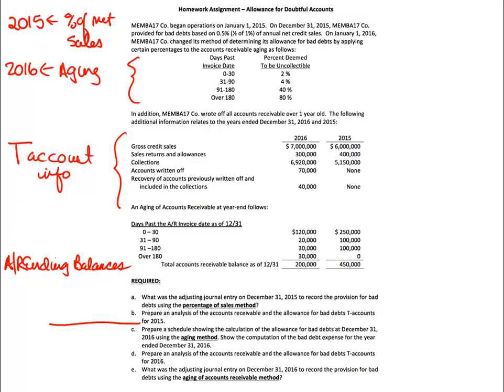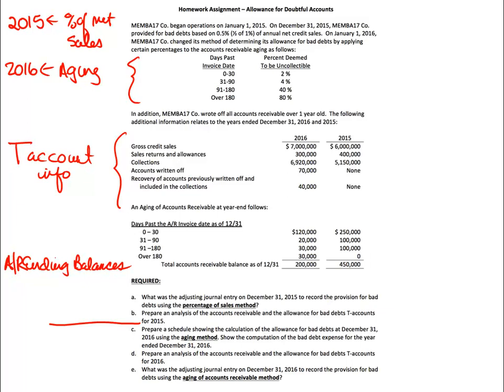So what you need to do is start with 2015, and in Part A it says, what is the adjusting entry to record the provision for bad debts under the percentage of net sales method? Well, you know, the adjusting entry is always debit bad debt expense, credit the allowance for doubtful accounts, uncollectible accounts, or bad debts. All you have to do is figure out what the percentage of net credit sales is. So it says on the second line there, 0.5% of annual net credit sales for 2015. So once you figure out what that amount is, can you complete Part A?